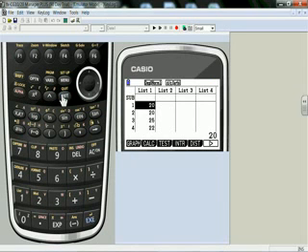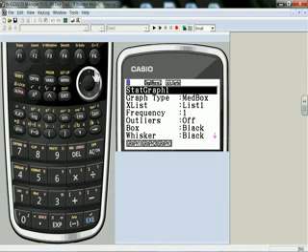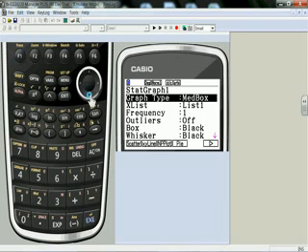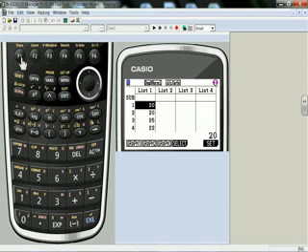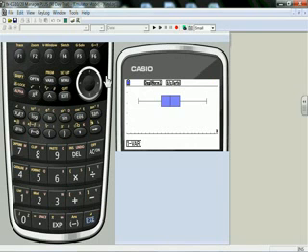So I'm going to exit. Any good statistician knows you should take a look at your data. So I'm going to set up my graph. Right now I've got it set to do a median box plot, which is what I want to do. So I'll go ahead and graph my median box plot. There is no outliers, no skew.